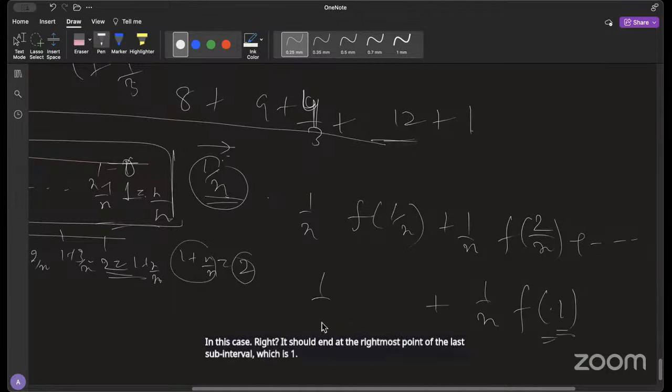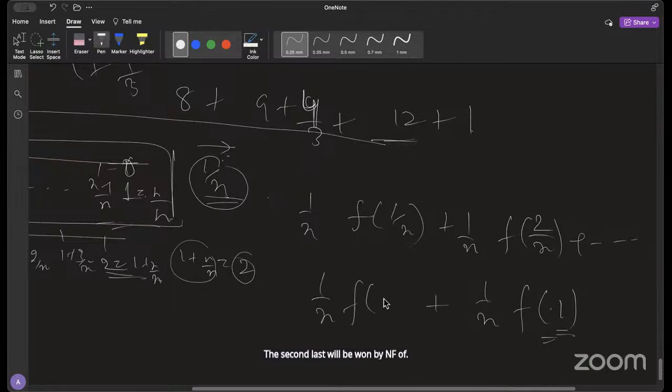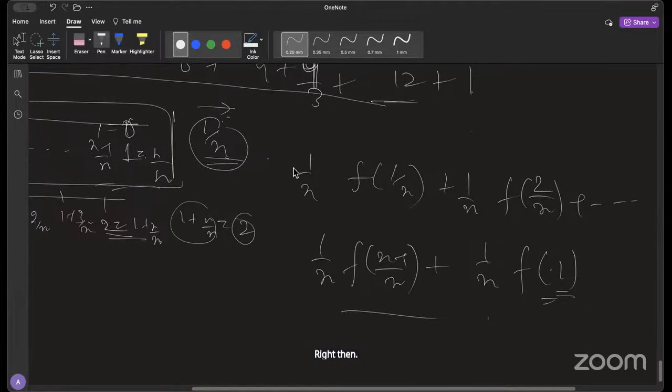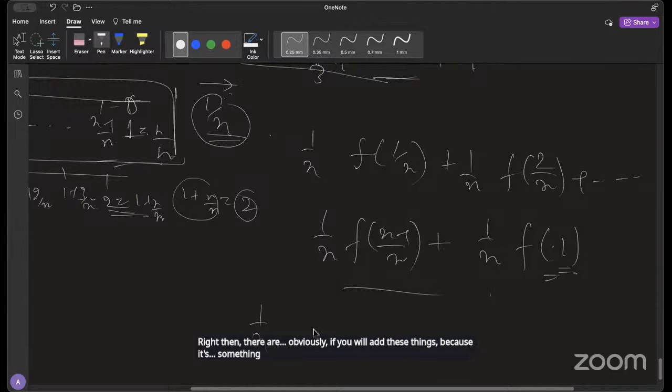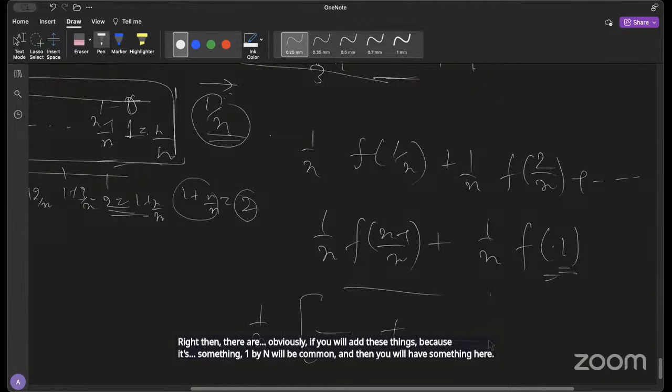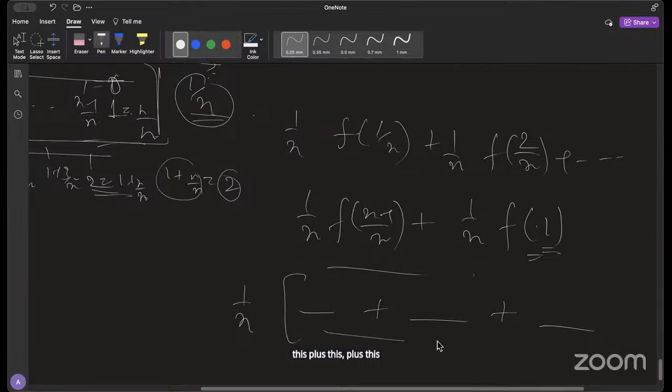The second last will be 1 by n times f of n minus 1 by n. And then you find these things. You write them. Obviously, if you add these things, 1 by n will be common, and then you'll have this plus this plus this. You'll have a specific pattern here, which has a specific formula, like the sum of the first n natural numbers, or the sum of these things. That is what you will be given.